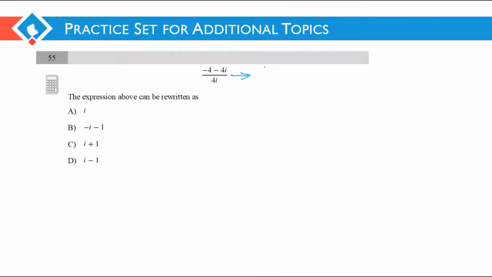So negative 4 divided by 4 is going to be negative 1. Negative 4 again divided by 4 is going to be negative 1. I is going to stay. And this right here divided by 4 is going to be 1i. So I can rewrite this expression as negative 1 minus I over I, right? And that doesn't actually look like any of our expressions here, so we have to keep going.